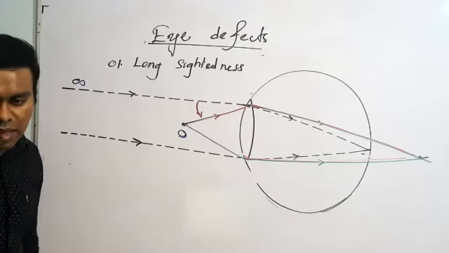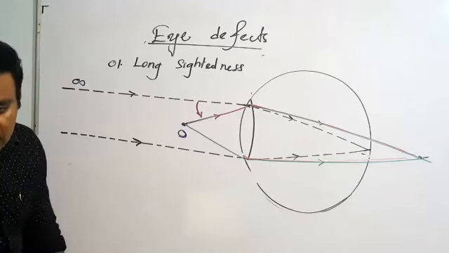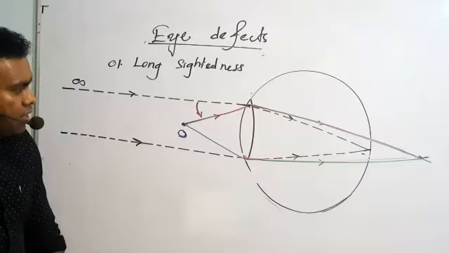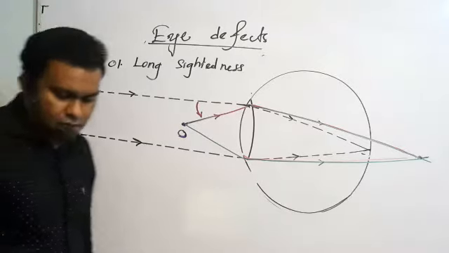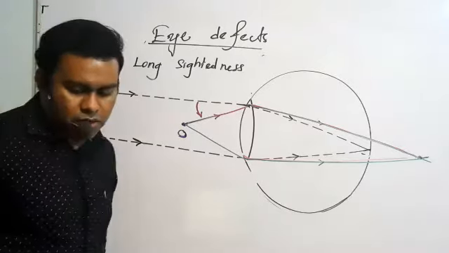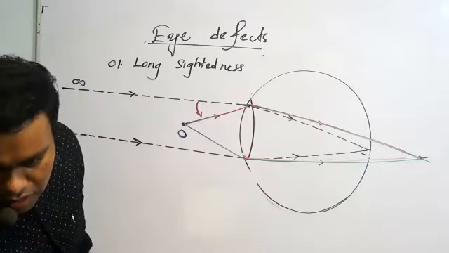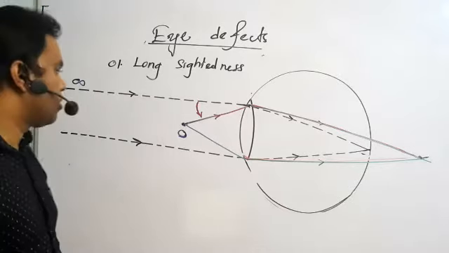Sir, is this happening because of a problem in the ciliary muscles? Nadika, there are two causes. I'll explain. Good question. Now stop drawing, I won't erase it. Now I am going to explain it again.